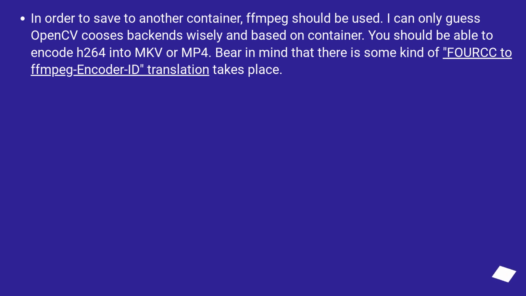In order to save to another container, FFmpeg should be used. I can only guess OpenCV chooses backends wisely and based on container. You should be able to encode h.264 into mkv or mp4. Bear in mind that there is some kind of fourcc to FFmpeg encoder ID translation taking place.